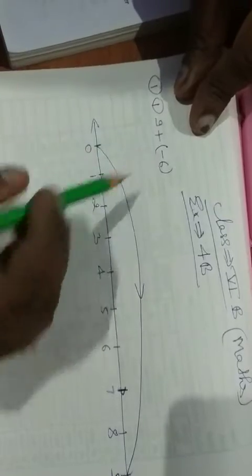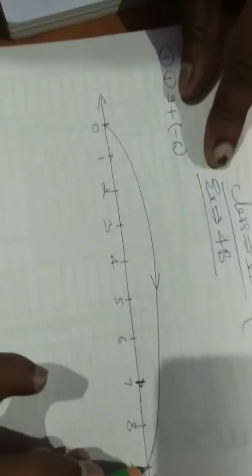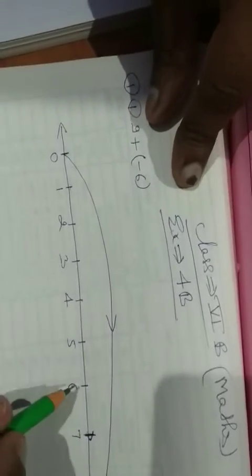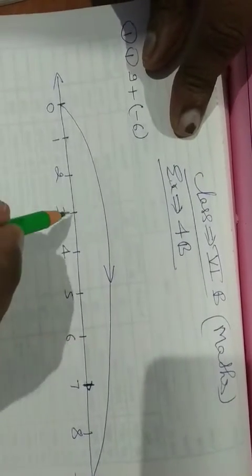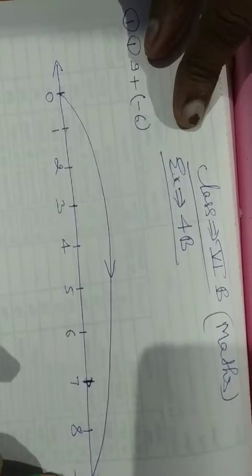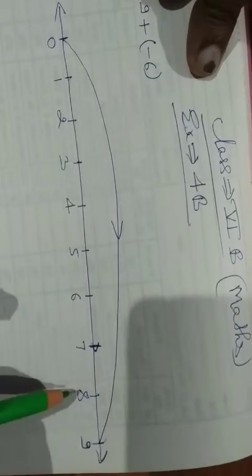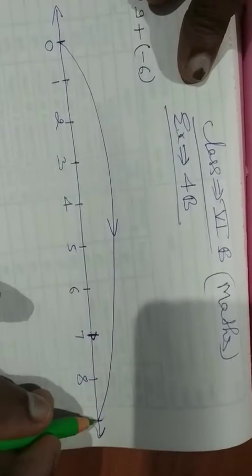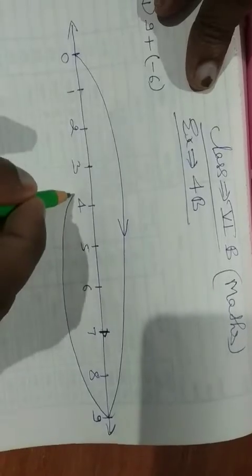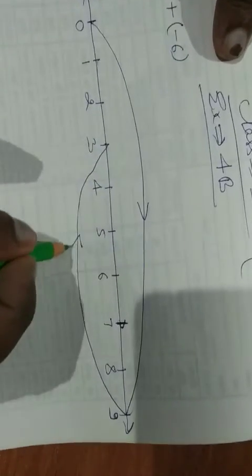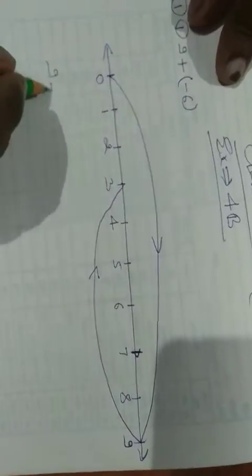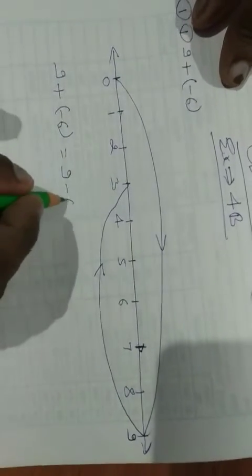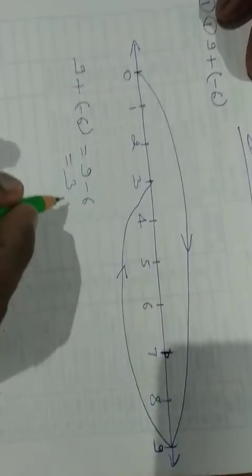And plus minus 6. So here 9 is the starting place, and 1, 2, 3, 4, 5, 6 steps back. So we come back to 3. So 9 plus minus 6, that is 9 minus 6, is equal to 3.